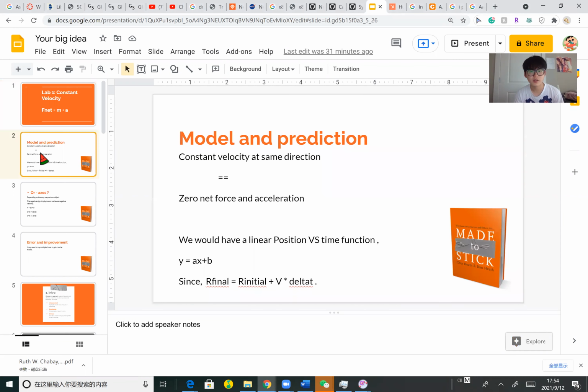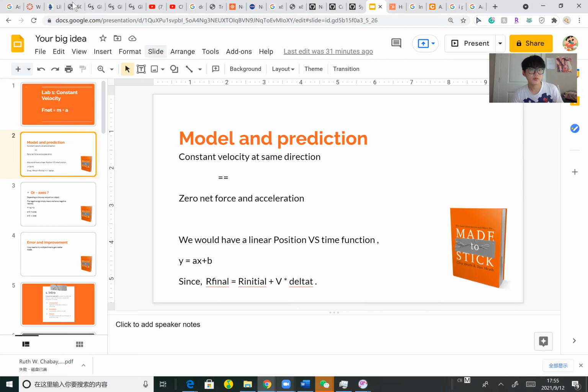For our model and prediction, we know that our object is moving at a constant velocity in the same direction. We can conclude that there is zero net force exerted on the object, and the acceleration will be zero. Therefore, we will have a linear position versus time function, which is the same as y equals ax plus b, because our final position is equal to the initial position plus the velocity times delta t. Since our velocity is constant, the coefficient is constant.